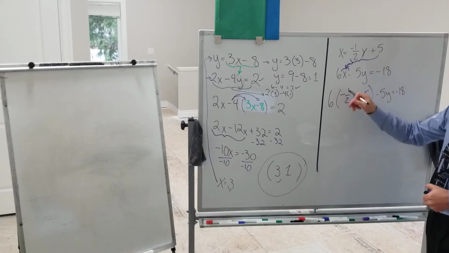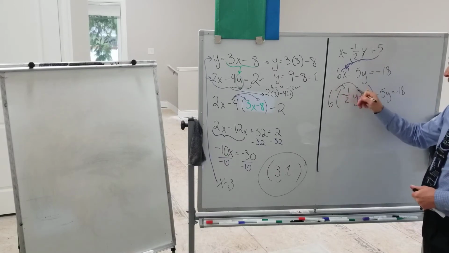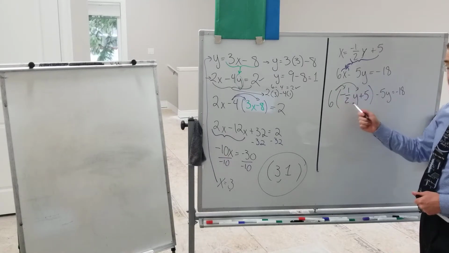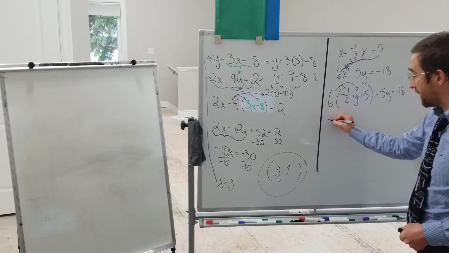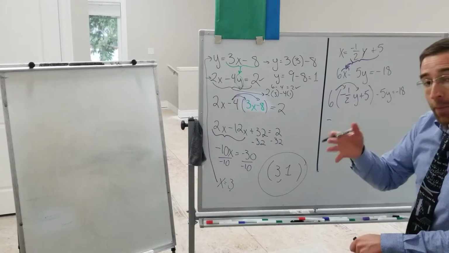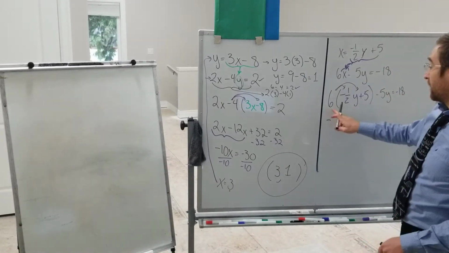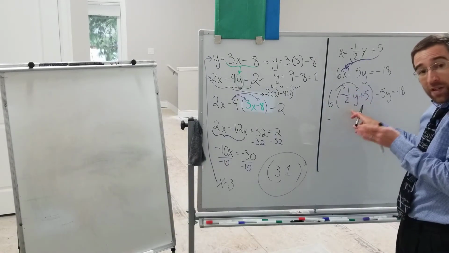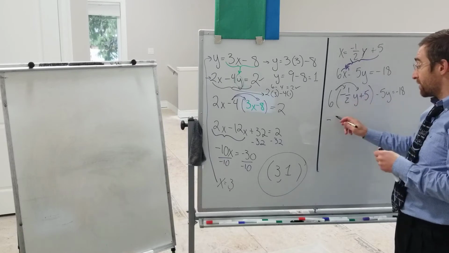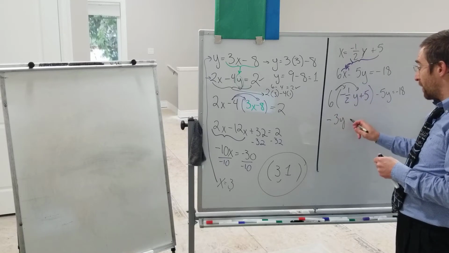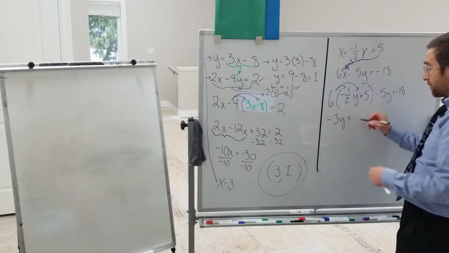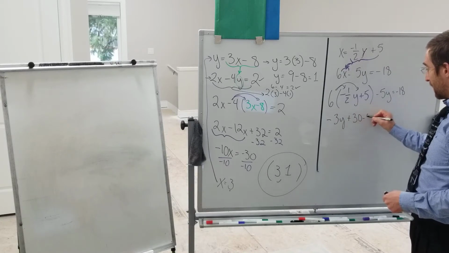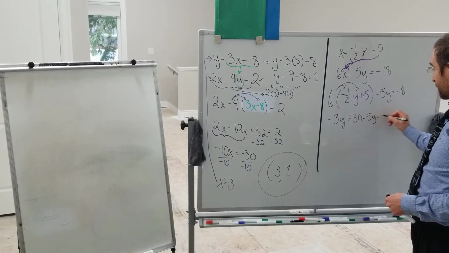And then here I'm going to distribute. This gives me 6 times negative 1/2. It's going to be a negative, positive times negative. Remember, when we're multiplying by a fraction, it's multiply by the top number, divide by the bottom number. So 6 times 1 is 6. 6 divided by 2 is 3. So we get negative 3y plus 6 times 5 is 30. And then minus 5y equals negative 18.